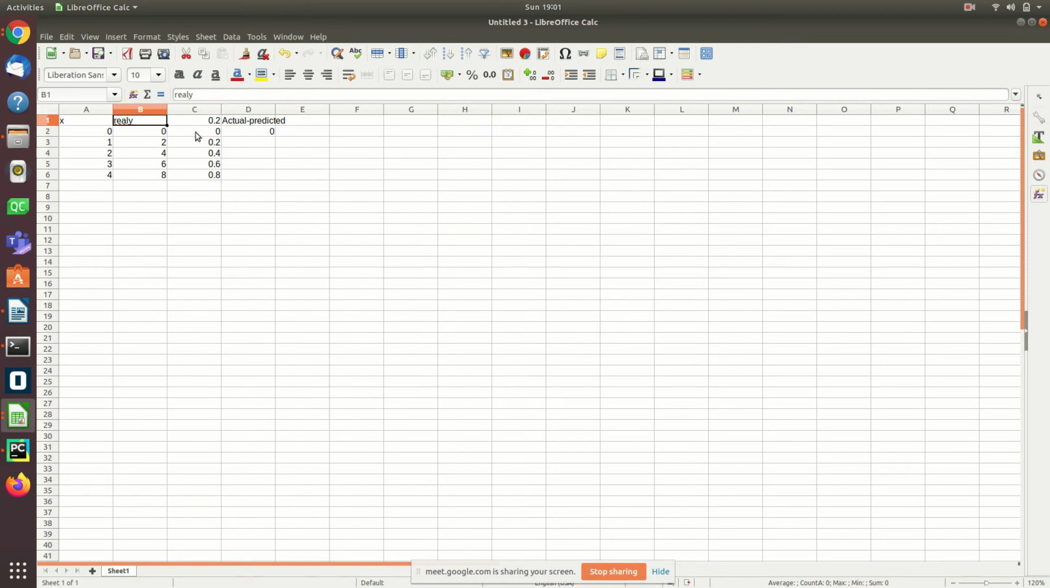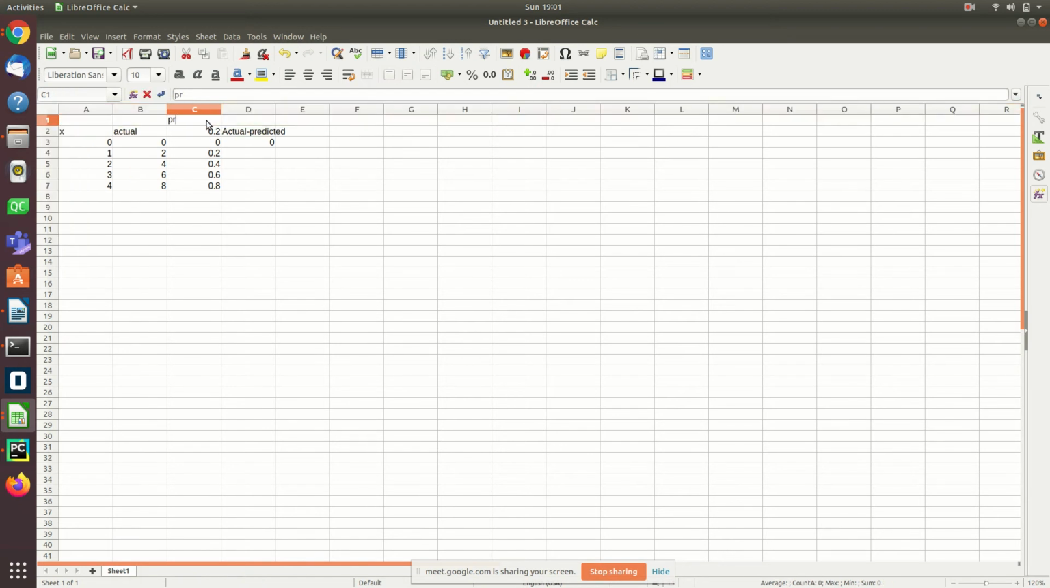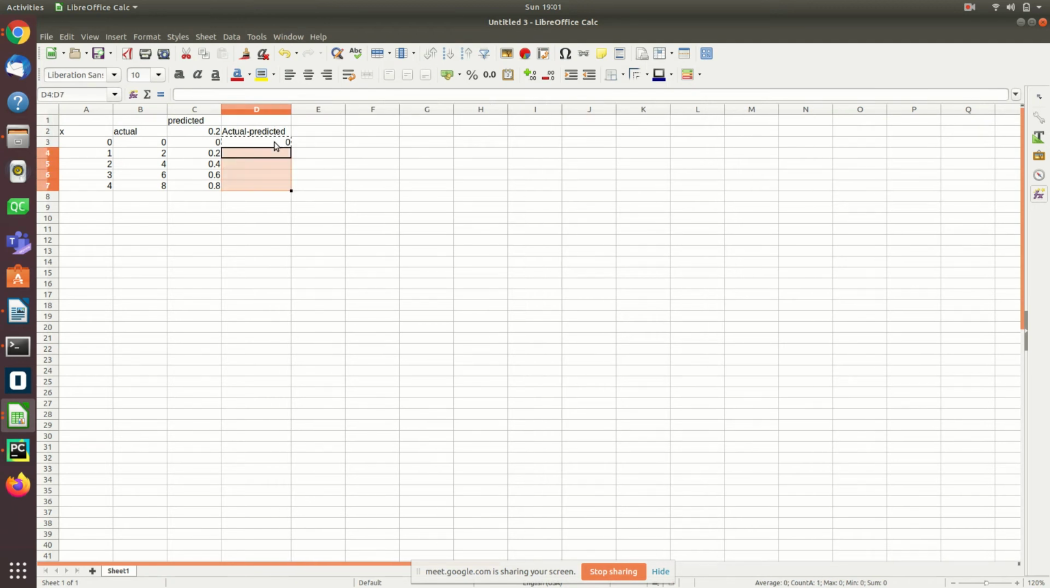So I will just write actual. This is predicted. I don't want to write it because I am taking from here, or insert row above, I'll say predicted. Predicted. But still this is not an error. What is happening is we want to minimize the error.